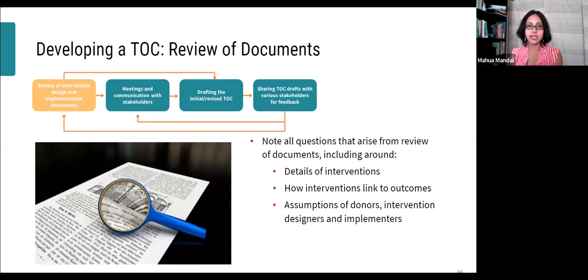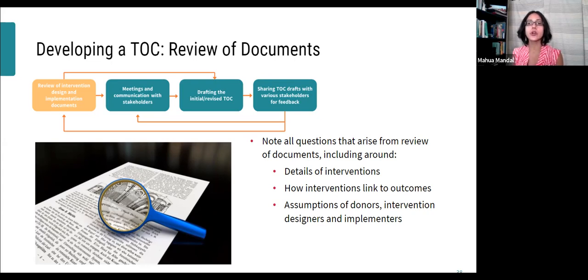As you're reviewing the documents, there are going to be many questions that arise. For example, what are the details of some of the interventions? How are the interventions linked to intermediate outcomes? And what are some of the assumptions of the stakeholders, including the donors, the intervention designers, and the implementers?